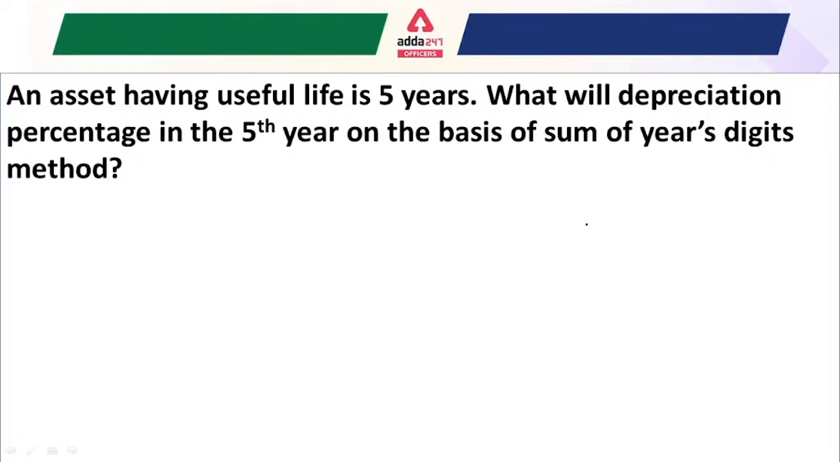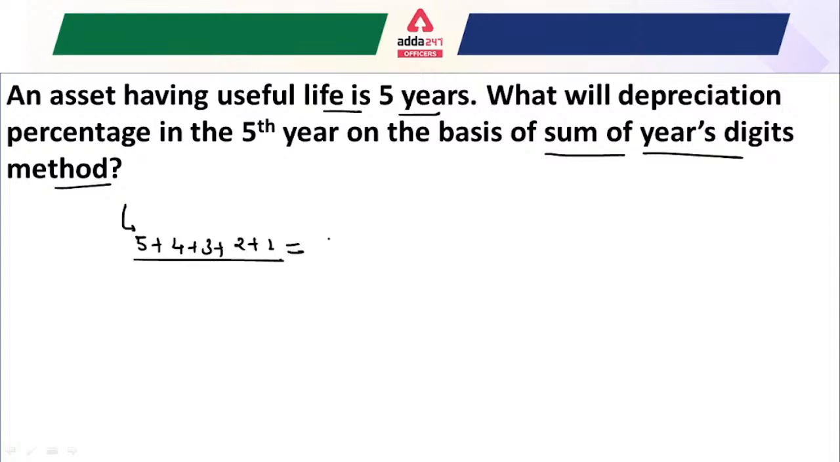Look, here the asset has a useful life of 5 years given, and you have to solve the question with the sum of year digit method. So what you have to do, if the useful life is 5 years, start with 5, after that 4, then 3, then 2, then 1, and the total sum of year digits would be equal to 15, right?